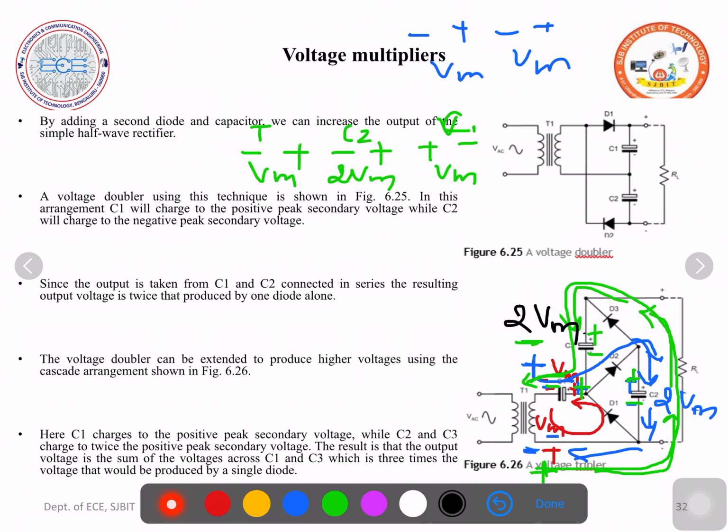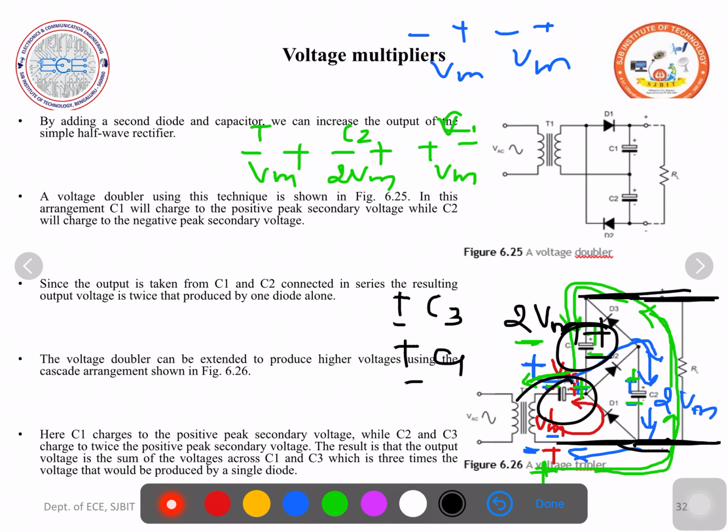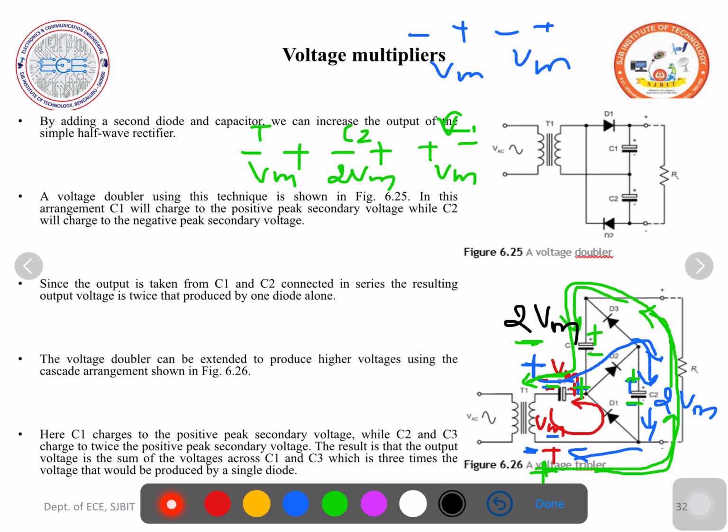The polarities are like this. Output voltage is measured across the load resistance, that is nothing but across capacitor C3 and capacitor C1 connected in series. Voltage polarities are plus, minus, plus, minus. Here this one and this one. So plus, minus, it adds. This is 2 Vm, C1 is Vm. So totally it gets to 3 Vm. So this is the analysis of the voltage tripler.